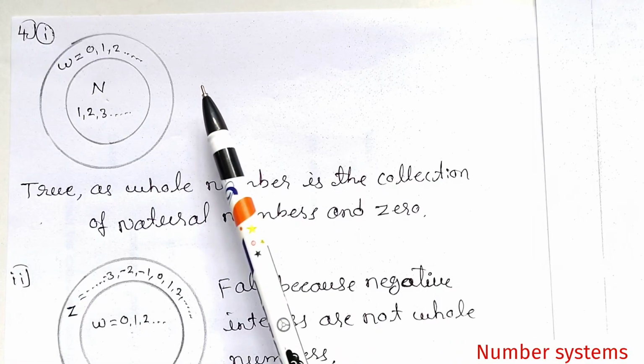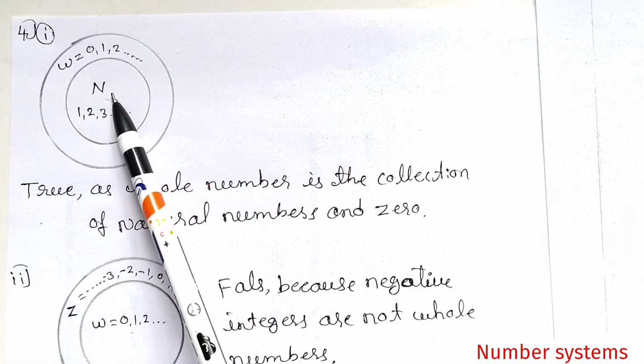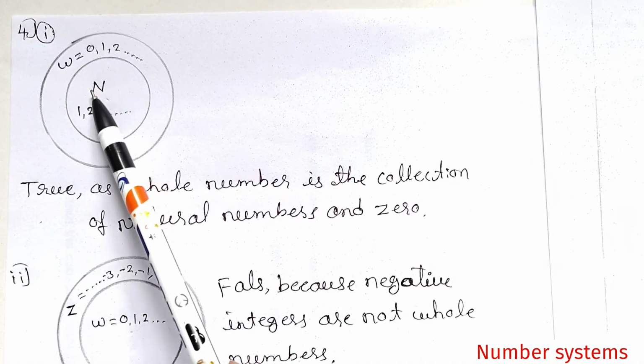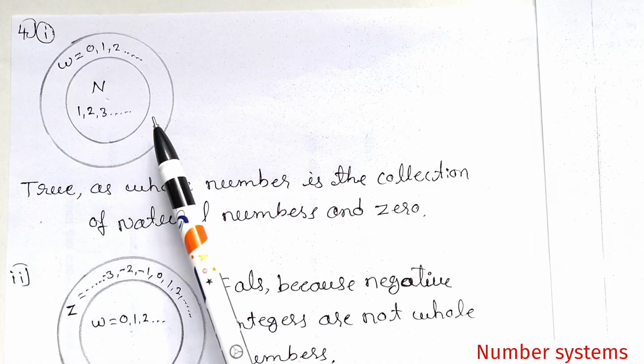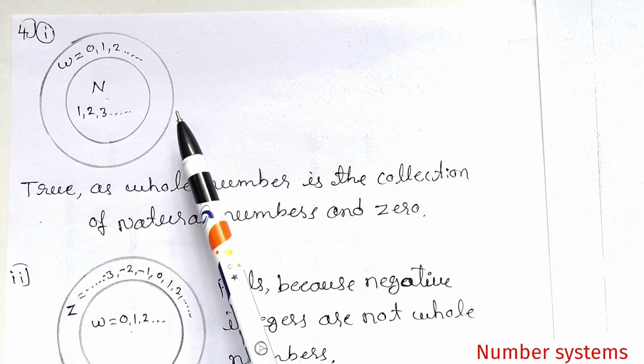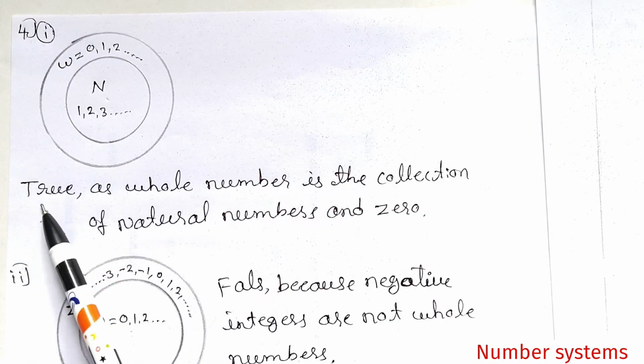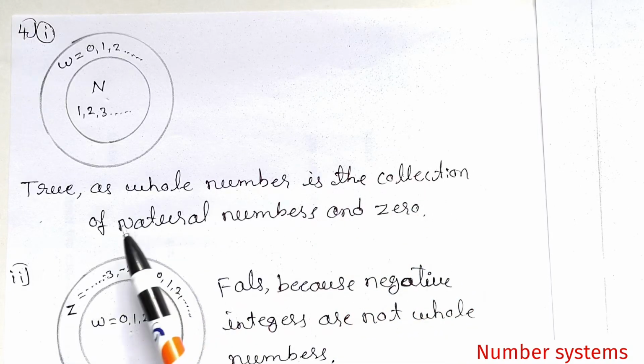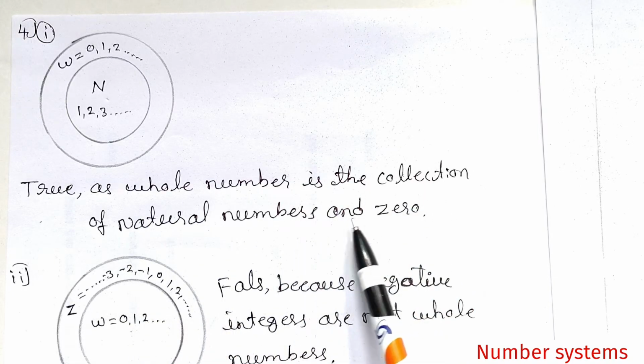Dear students, first statement is, every natural number is a whole number. Whole numbers include natural numbers. That's why this statement is true. You can write, dear students, this statement is true, as the whole numbers are the collection of natural numbers and 0.